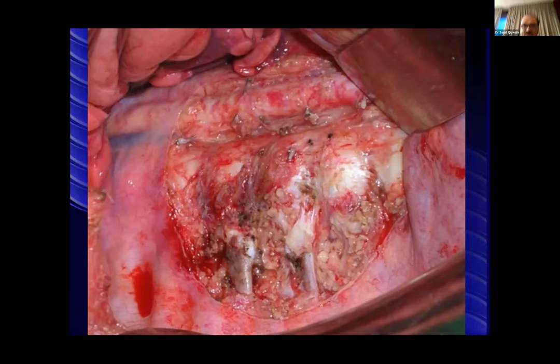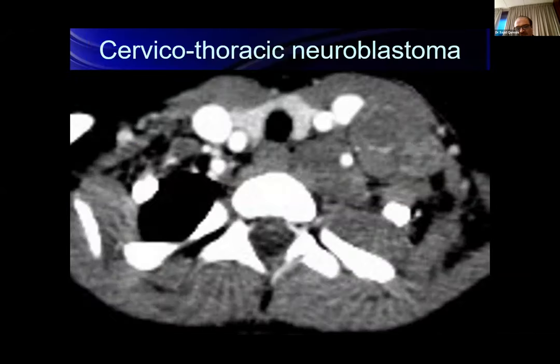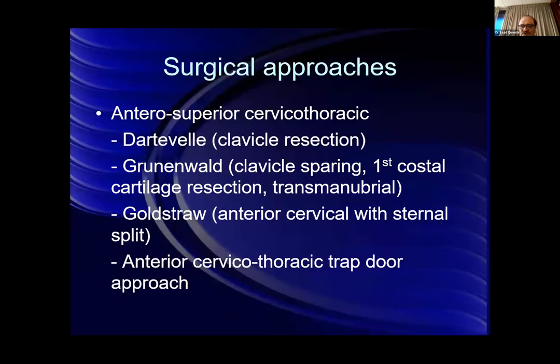So you have to be a little careful. Special areas in the mediastinum, the cervicothoracic region, especially the cervicothoracic neuroblastoma. The approach is similar to the apical tumor lung cancers, and there are different approaches we use. My favorite approach is the Grunewald approach, the cervicomandibular sternal approach. And of course, this is the Dartaville approach, which is obsolete now.